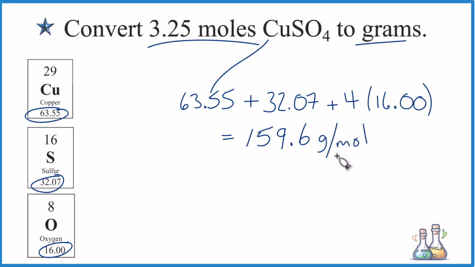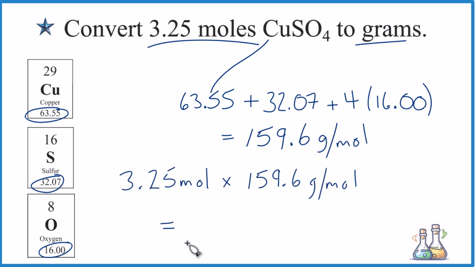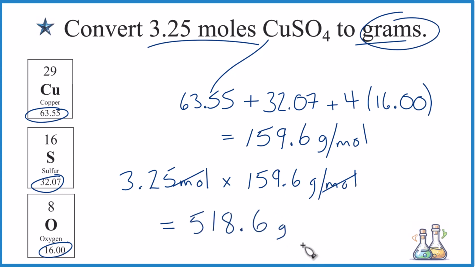So now we have our molar mass. Moles to grams, multiply by our molar mass, like this. And this is important. We have moles on top here and on the bottom. They cancel out. Then we're left with grams, and that's what we're looking for up here. So you know you set this up right. Do the math, you get 518.6 grams.